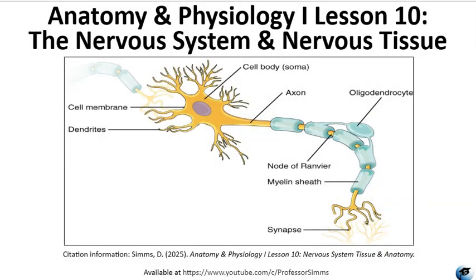I'm Professor Sims, and in this video I will discuss the nervous system and nervous tissue. This is the last in a series of 10 lessons held as part of my Anatomy and Physiology 1 course.